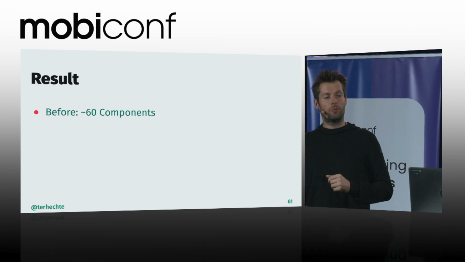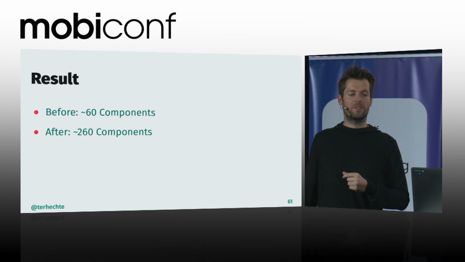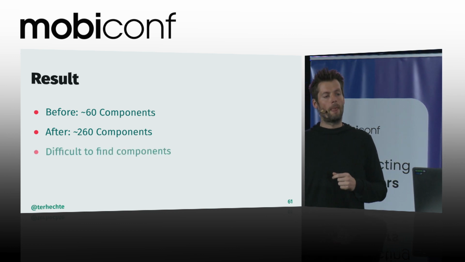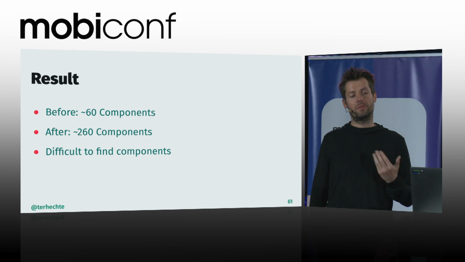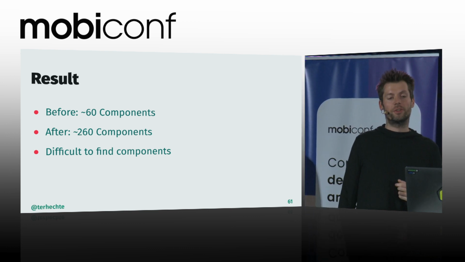As a result, we went from initially 60 components to 260 components in our system. And this made it really difficult for the designers to actually find anything. So some even gave up and said, I can't find the stuff I want, I'll just design a new one, because it was too complicated to find them.